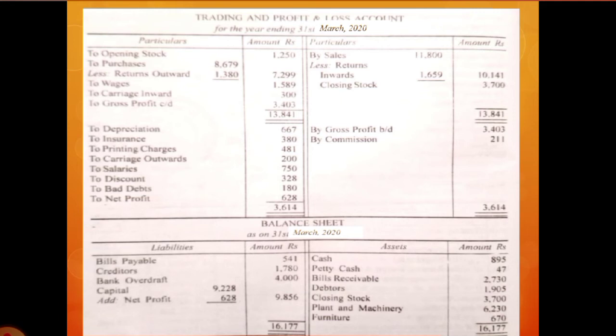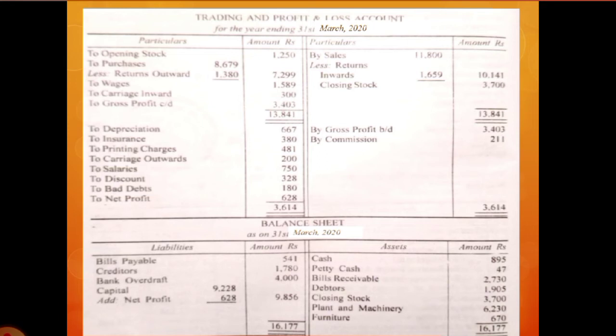So we have the opening stock. On the debit side of trading account, we record the opening stock as to opening stock, 1250, which is given in the example. Then the next item will be to purchases. Now purchases have to be written in the inner column, since there are returns outward which will be deducted from the purchases. So when we deduct the returns outward from the purchases, we get 7,299, which will be written in the amount column. This is the amount of net purchases.